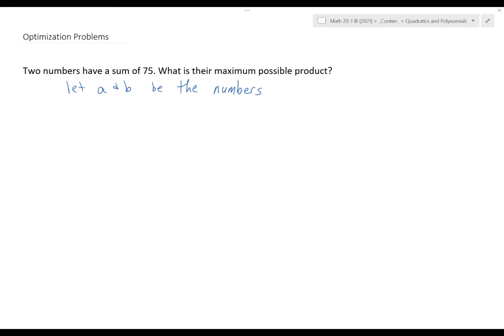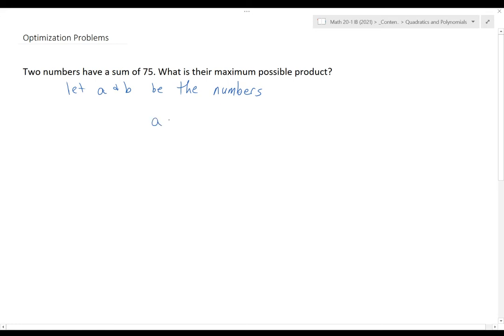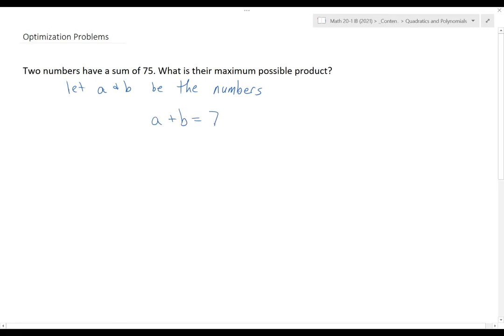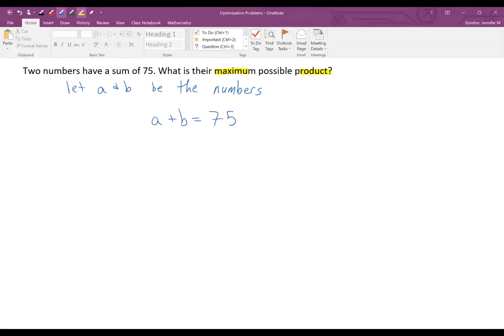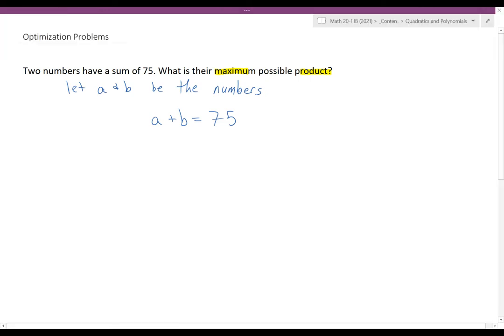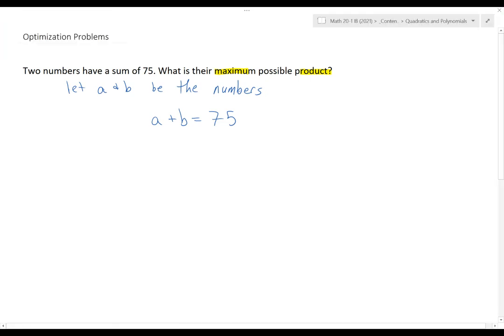Now I have two sentences, and each sentence basically helps me find an equation. Two numbers have a sum of 75, so A plus B equals 75. I'm looking for the maximum possible product, which means I need a function for the product. Whatever I'm looking to maximize or minimize is the thing I need a function for. That's basically the y value of my function. So their product is A times B, just by definition.